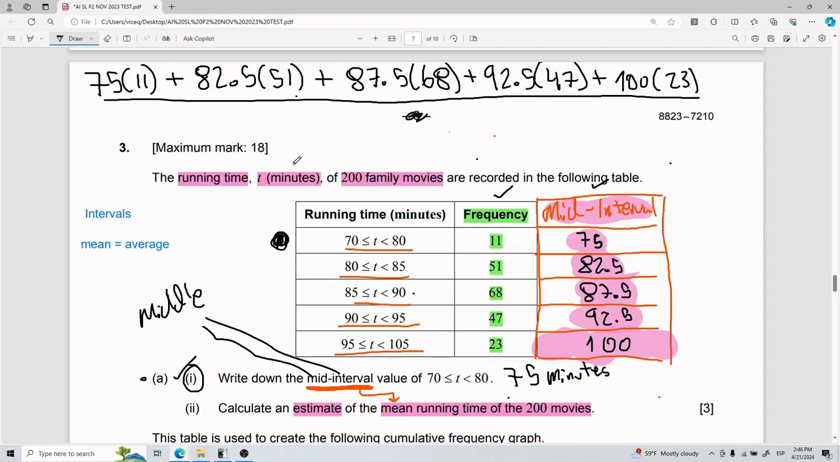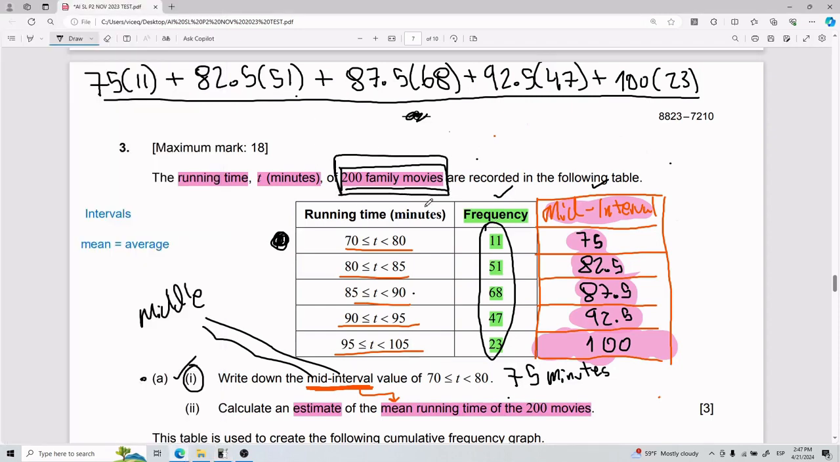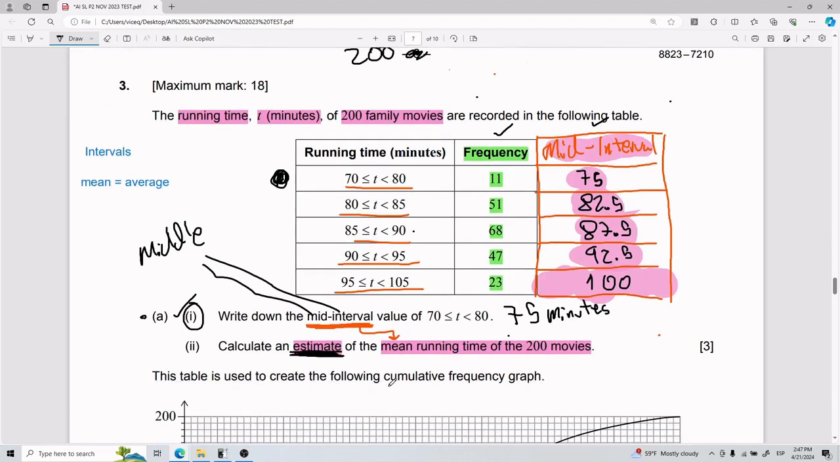And so divided by your total, well, what's my total? 200 family movies. What's another way to check your total? Add all the frequencies, and that has to be your total. And surprise, it's going to be 200. So it's 200 by context, but you can also get 200 by adding the frequencies, okay? Cool. And so here we divide by 200, and that will be my estimated mean. Why is it estimated? Because you don't have exact values. Well, that's fine. You can still get a mean.